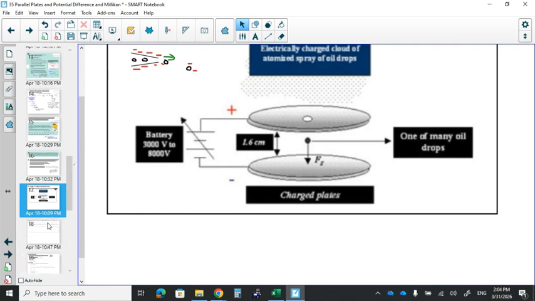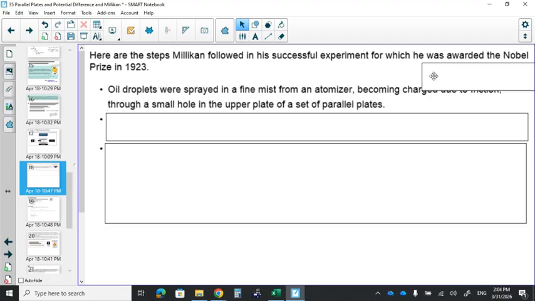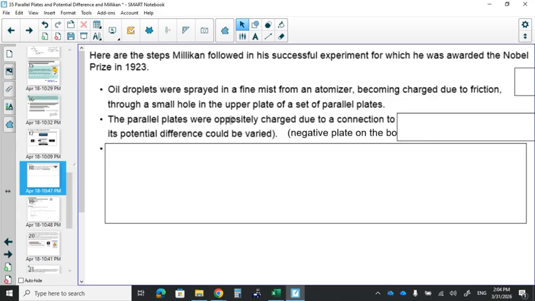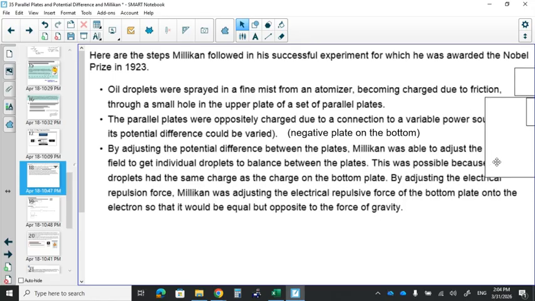So the steps: oil droplets were sprayed through a fine mist atomizer, and they go through a small hole in the upper plate. They fall down in, and then the plates are oppositely charged, and so you adjust the voltage until the oil droplet. Really, what you do is you adjust it so that it falls at a constant rate. But a lot of people say you adjust it so that they are stationary, which I've done the experiment, so I remember what we did.